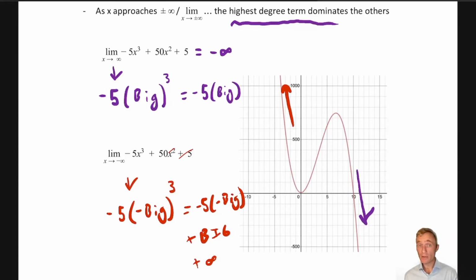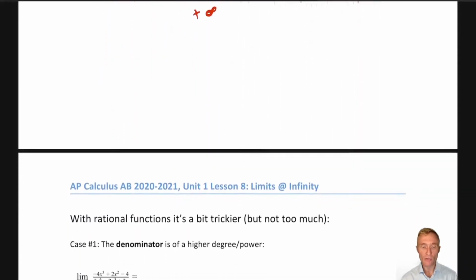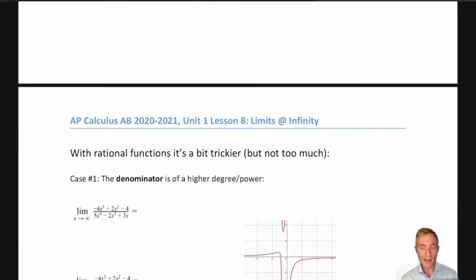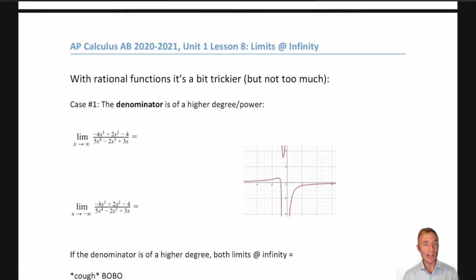So that's end behavior, right? Where this gets tricky is where we have rational functions. Rational meaning ratio, meaning fractions. And so we're going to go through just a few examples of how to deal with this when we have rational functions. Each time I will humor you with Bobo needs DC, but it'll be the last time I ever say it. So case number 1, the denominator is of a higher degree power.